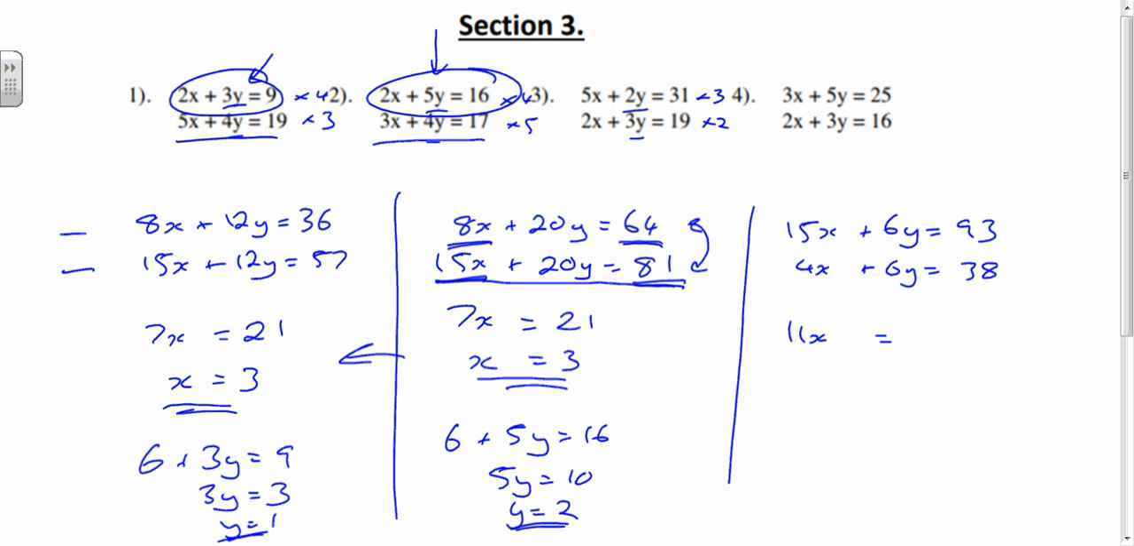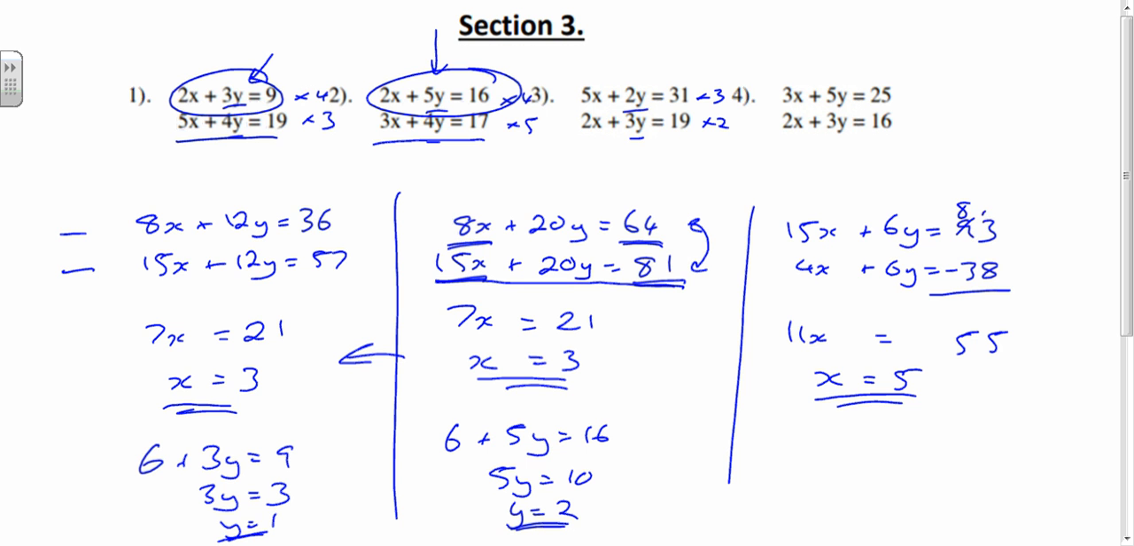So 93 take away 38. So 3 take away 8 I can't do. 13 take away 8 is 5. 8 take away 3 is 5. So 11x equals 55. So if 11x is 55, 1x is 55 divided by 11, which equals 5.